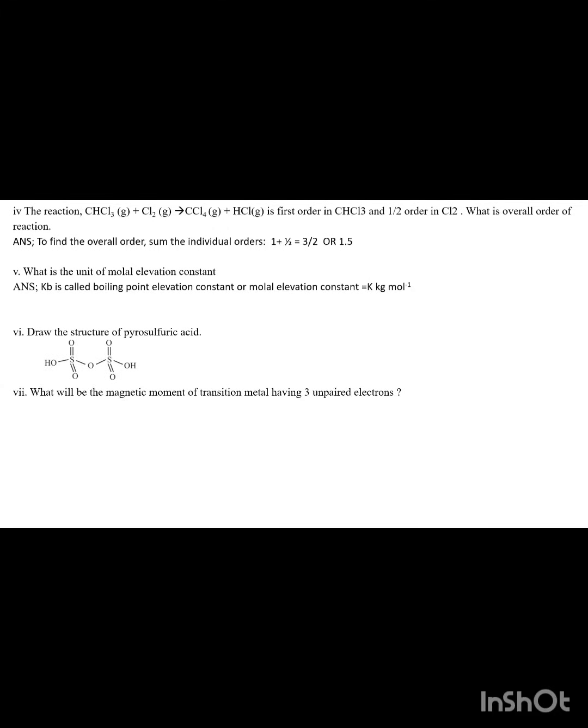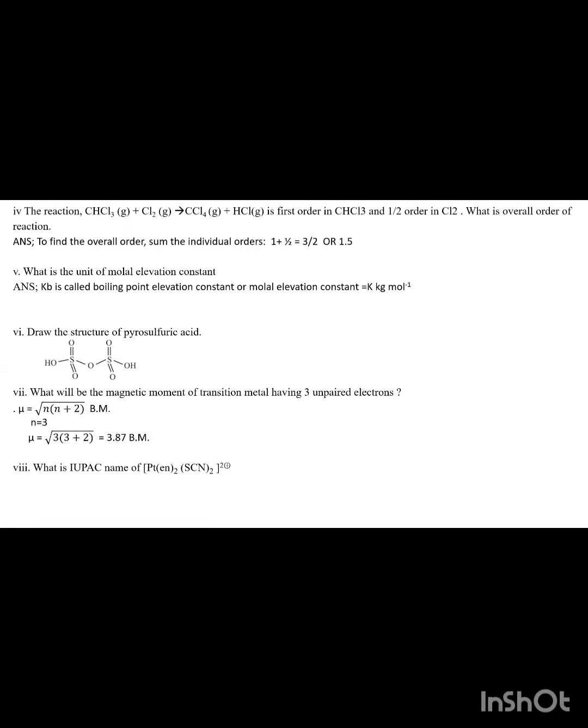Next one. What is the magnetic moment of a transition metal having 3 unpaired electrons? Magnetic moment is counted in terms of Bohr magneton, with the formula mu equals under root of n(n plus 2) Bohr magneton. If n equals 3, when the unpaired electrons are 3, you will get the answer 3.87. That is the magnetic moment of the substance.